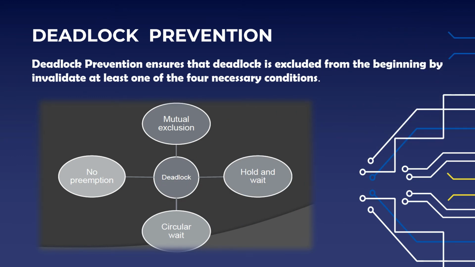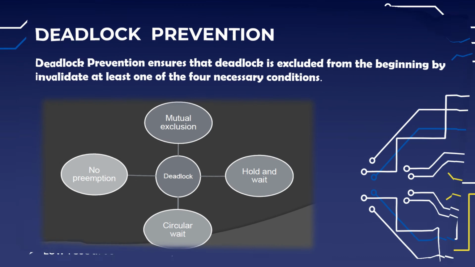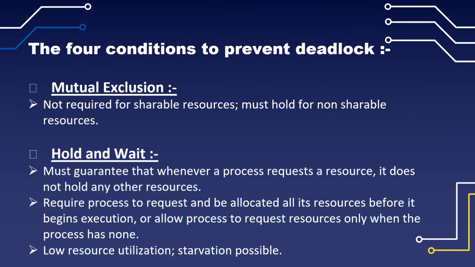Deadlock prevention ensures that deadlock is excluded from the beginning by invalidating at least one of the four necessary conditions. The four necessary conditions are mutual exclusion, hold and wait, circular wait, and no preemption. By invalidating these conditions, we can prevent the happening of the deadlock. Let's discuss the four conditions in detail.